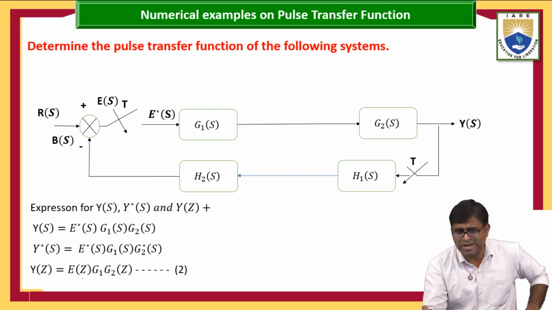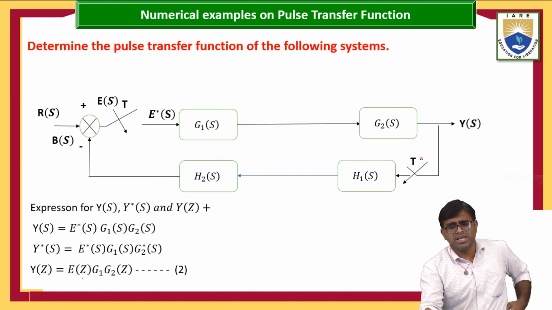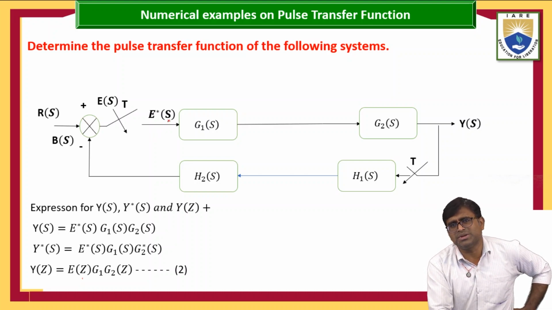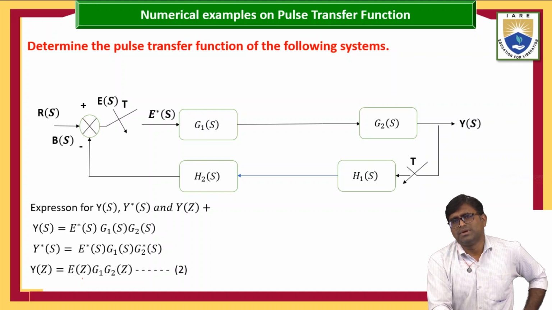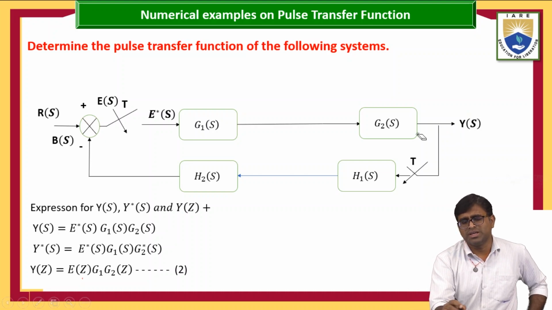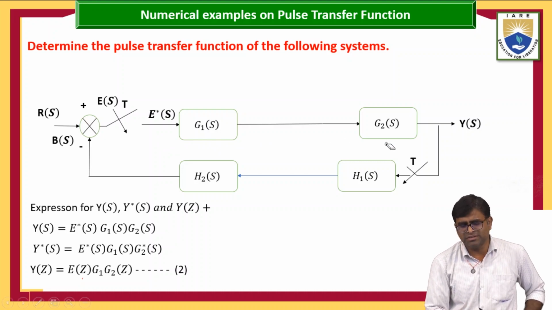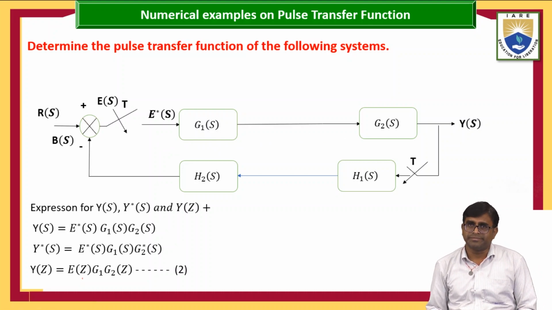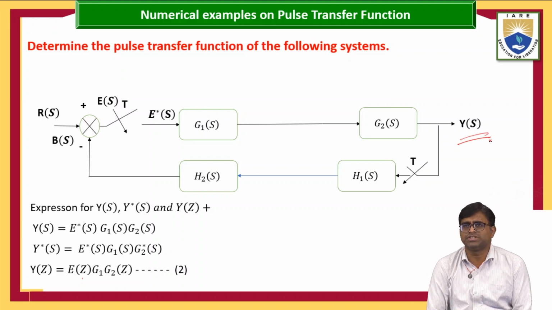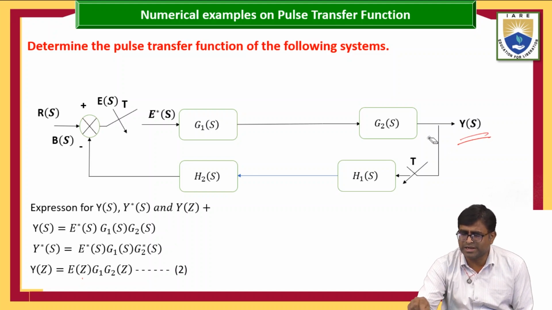So we got the output value Y of Z equal to E of Z times the pulse transfer function G1 G2 of Z, which comes from the Z transform. That is your second equation. So we have completed up to this position. Now coming to the third equation.